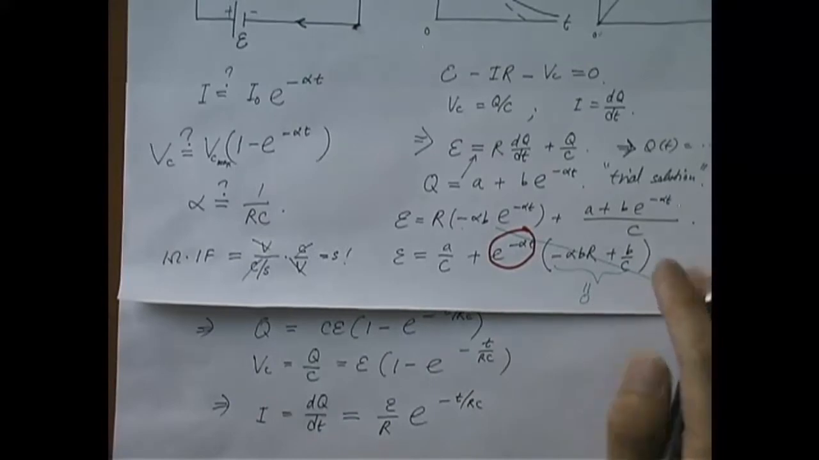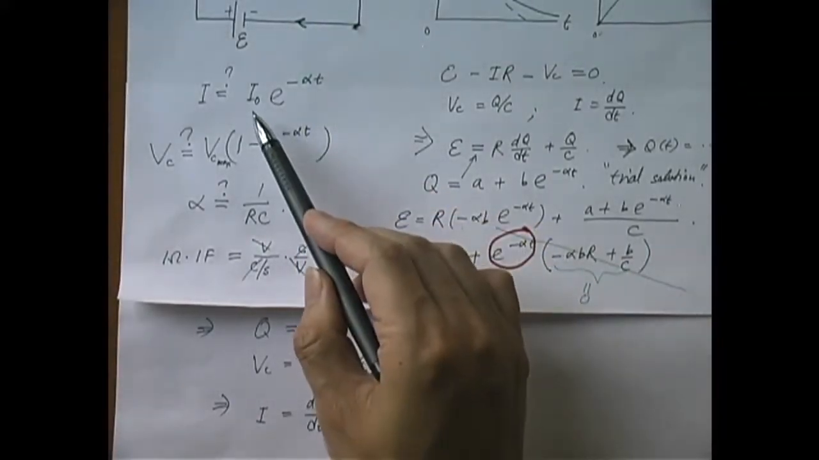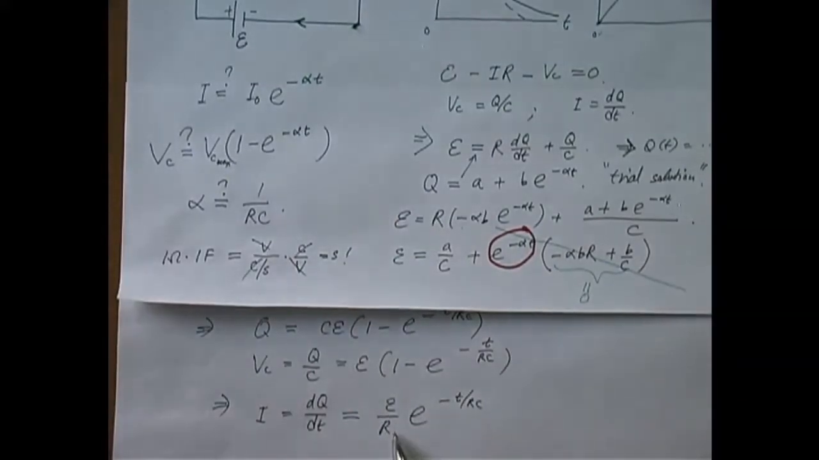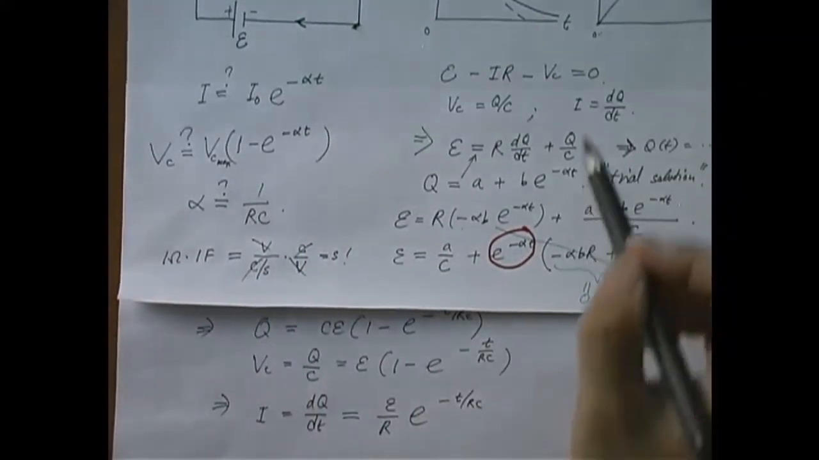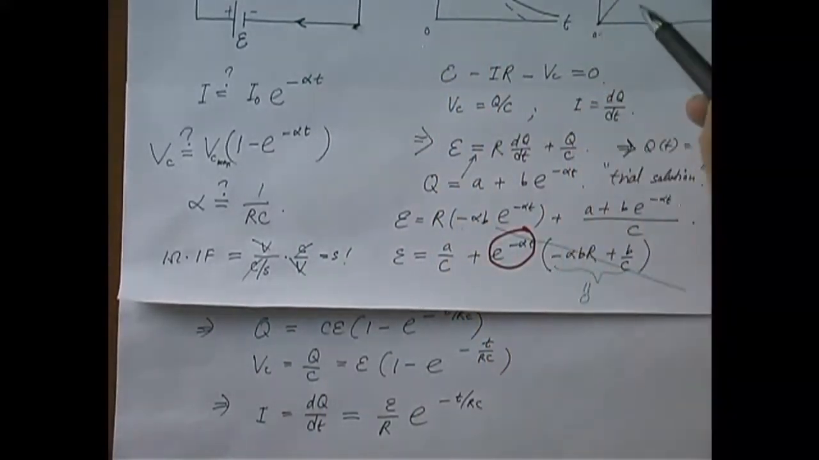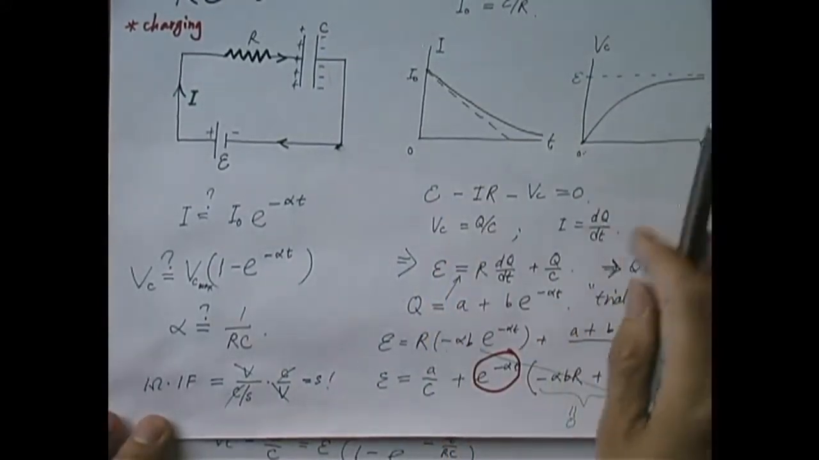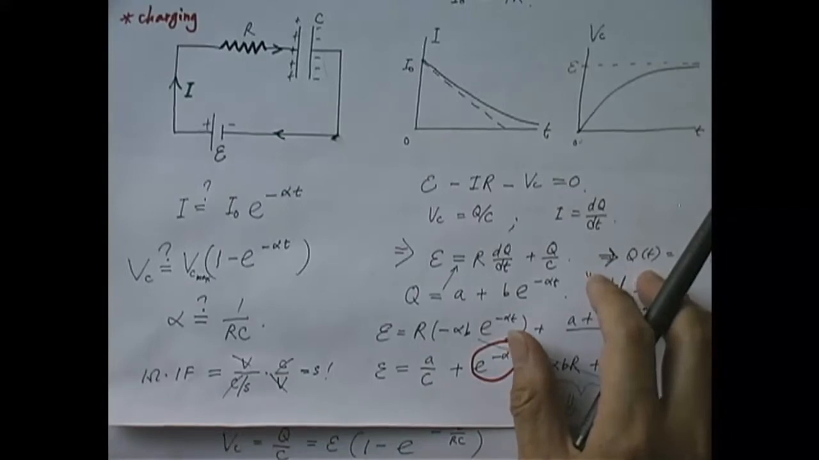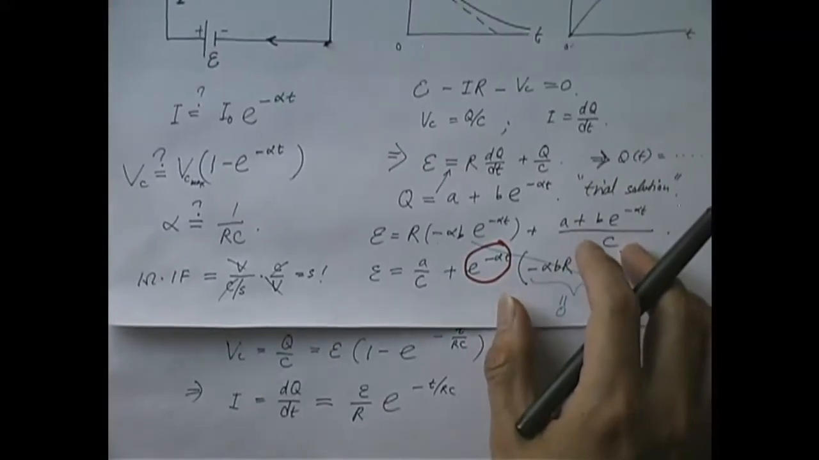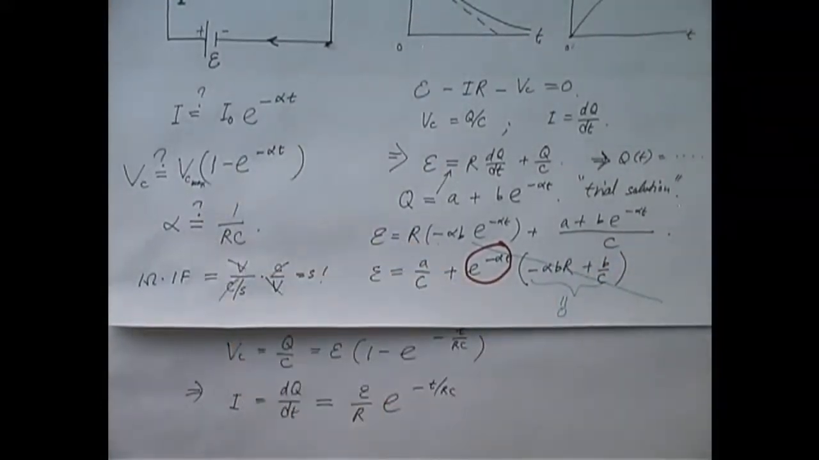Okay, is that right? Well, let's see. Our guess was I equals I naught e to the negative alpha t, and that I naught, as you know, is the initial current, epsilon over R. See, epsilon over R. And then e to the negative alpha t, where alpha is 1 over RC. So you see our guess here is once again correct. You have an exponentially decaying function for I, an exponentially rising function for VC. Our calculation eventually confirms the educated guess that we put out for both the current and VC.